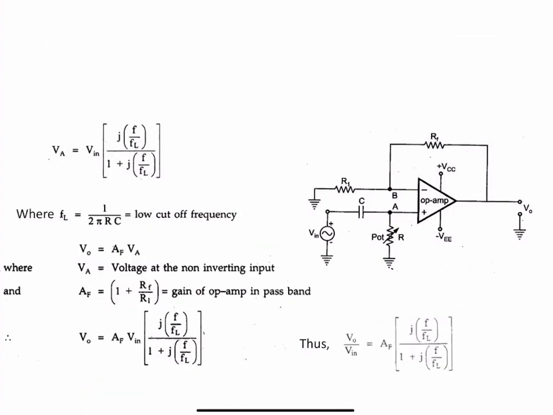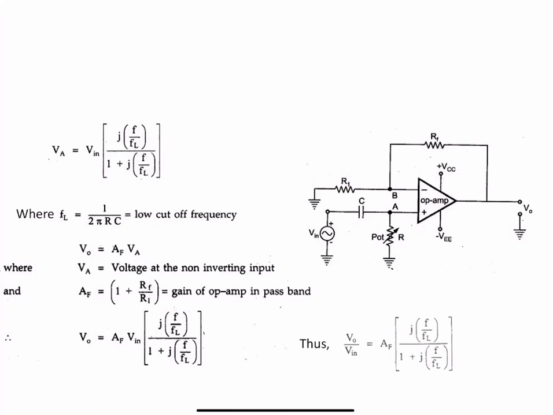And then fL, put fL is equal to 1 by 2 pi RC. This is the lower cutoff frequency, means it is that frequency below which signals are attenuated, above which signal passes. Here it is 1 by 2 pi RC. Expression is same as you used in the low pass filter.